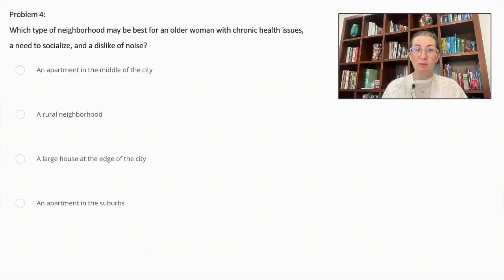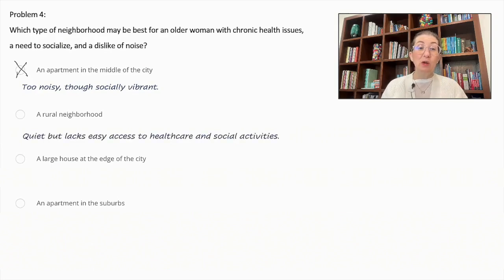Problem number 4. Which type of neighborhood may be best for an older woman with chronic health issues, a need to socialize, and a dislike of noise? An apartment in the middle of the city. While this would be socially vibrant, it would be too noisy for this particular scenario. So we can cross that out. A rural neighborhood. While it would be quiet, it would lack access to the necessities of healthcare and social activities, so we can cross that out as well.